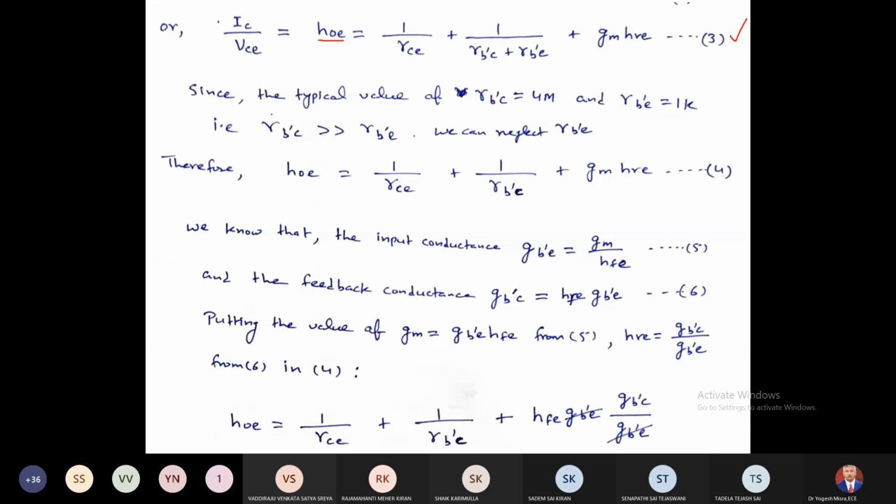Already we discussed that RB'C is much greater than RB'E, right? Where RB'C is around 4 mega ohm and RB'E is 1 kilo ohm. So we can neglect this RB'E here. So in this denominator, we can neglect RB'E. So our expression will be HOE is equal to 1 by RCE plus 1 by RB'C, only keep this, neglect this, plus GM HRE. This is my expression number 4.